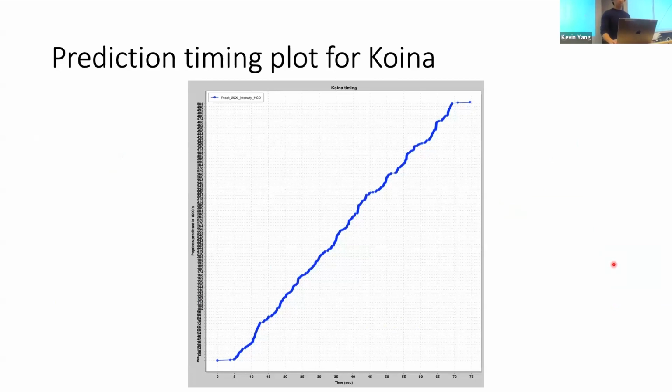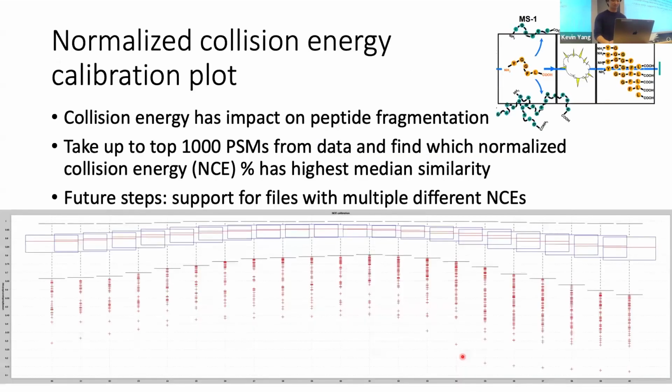Like I mentioned before for Koina, this is the figure that will show you the timing on the x-axis, and on the right-hand side, the y-axis, you'll see the number of peptides that have been predicted in thousands. So if you just want to see how quickly it's being done, you can see it in this figure. And then this is an interesting plot right here, the normalized collision energy calibration plot, which again, is currently in progress in the manuscript.